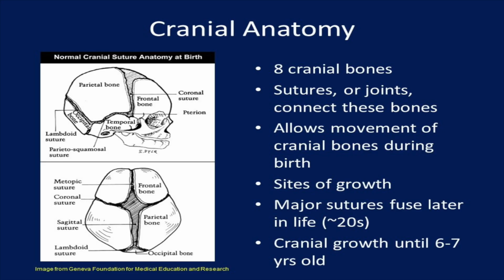The cranium, or skull, is made of 8 cranial bones, and they're connected by sutures or joints. These allow movement of the cranial bones, and this is what allows babies to come through the birth canal. It is also a site of major growth. Normally, these sutures fuse much later in life, between 22 and 26 years of age, with the exception of the metopic suture, which is the one right in front. Cranial growth in children normally occurs until 6 or 7 years old.